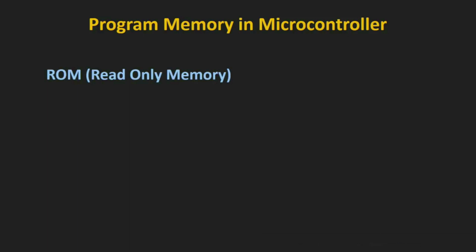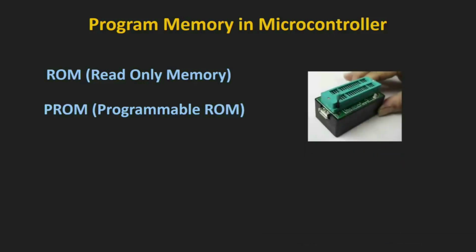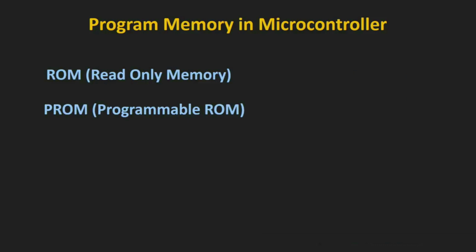In early days, read-only memory or ROM was used as program memory inside the microcontroller. This ROM is a one-time programmable memory. That means during the time of production itself, these memories get programmed, but once programmed, you cannot change the content of this memory. Then the second type of memory is known as programmable ROM or PROM. This PROM is also one-time programmable memory, but the user can program it using a programmer. But once it has been programmed, you cannot change the content of this PROM.